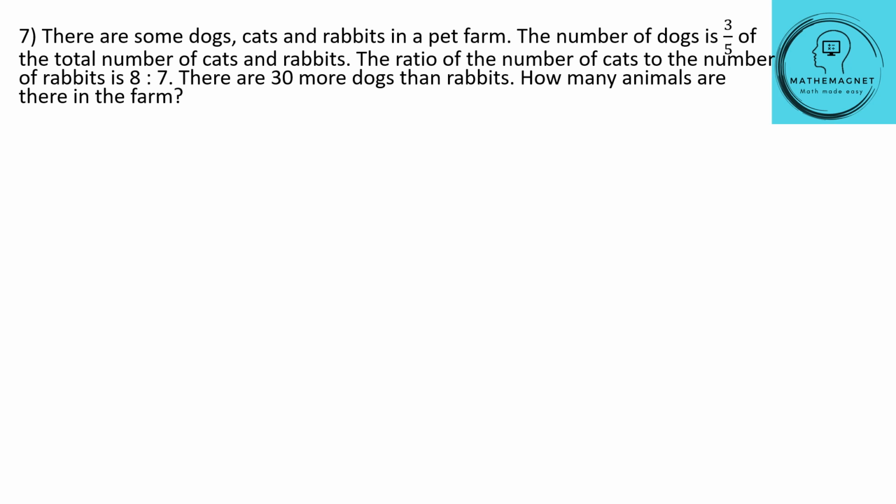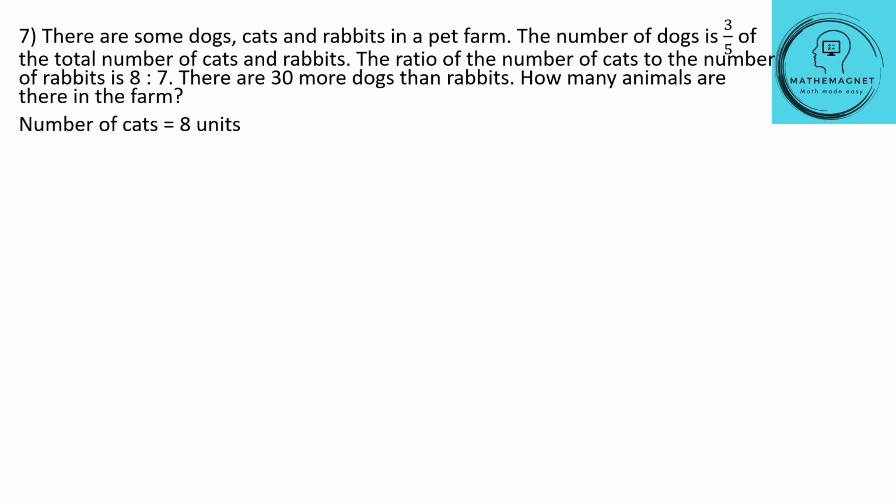Now we know a certain number of facts, that the number of dogs is 3/5 of the total number of cats and rabbits. That is fact 1. And we also know the ratio of the number of cats to rabbits is 8:7. So which means cats has 8 units and rabbits have 7 units, and dog is 3/5 of the total of cats and rabbits. Now we know total of cats and rabbits we can find by doing 8 plus 7. So 3/5 of that will be your number of dogs. Let's see how to go about.